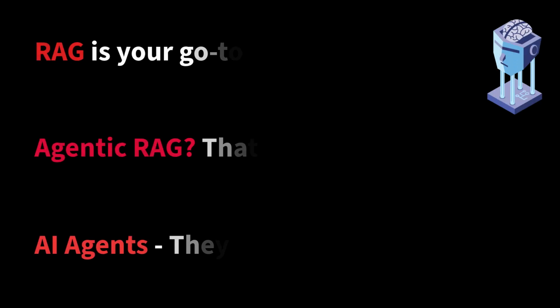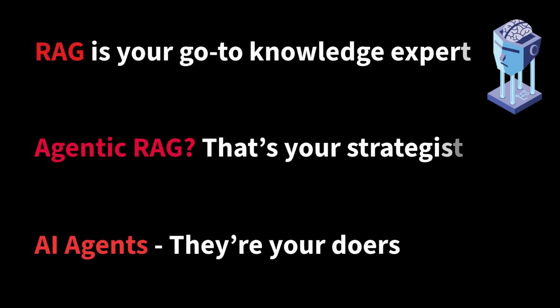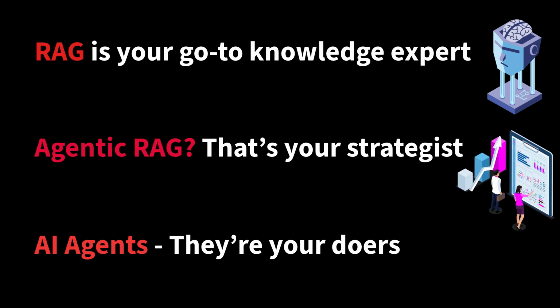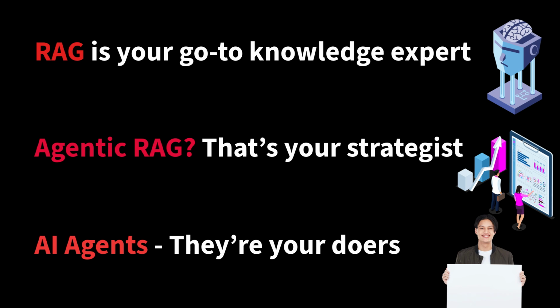Alright, here is the quick takeaway. RAG is your go to knowledge expert. It digs through documents and gives you the best answer it can find. Agentic RAG, that is your strategist. It doesn't just find the answer, it figures out the steps, coordinates the plan, and sets things in motion. And agents? Well, they are the doers. The ones that roll up their sleeves, execute the plan, solve problems along the way, and report back when it's done.